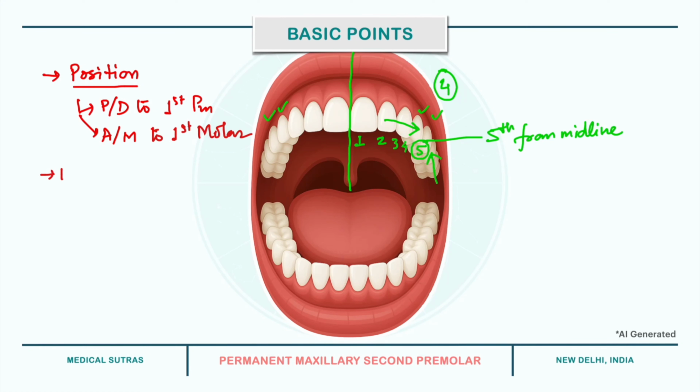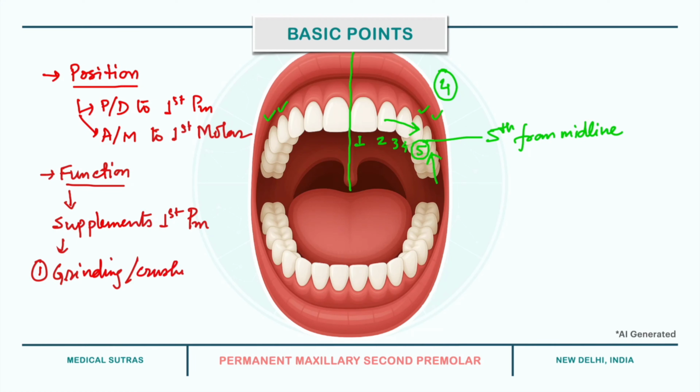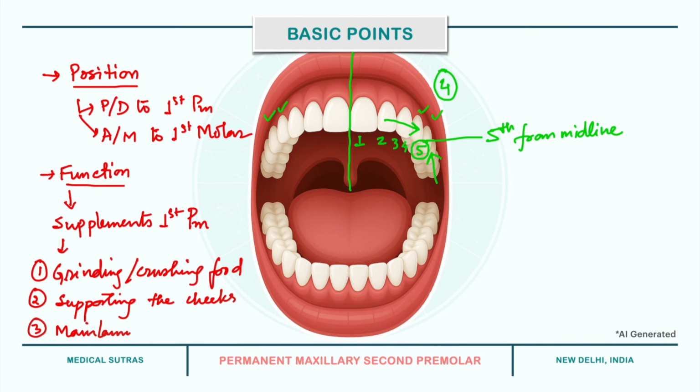Now coming to the function of the tooth. Basically, it supplements the maxillary first premolar in function and helps in number 1, grinding or crushing of food, number 2, providing support to the cheeks, and number 3, maintaining vertical dimension of the face.